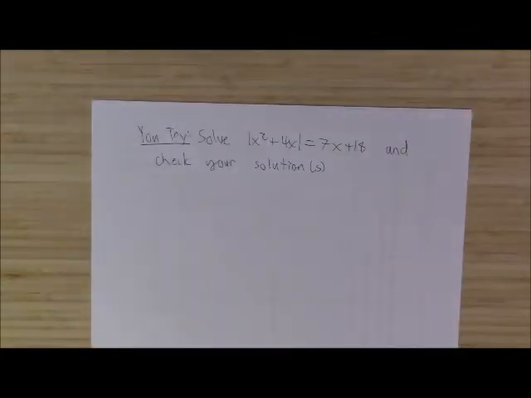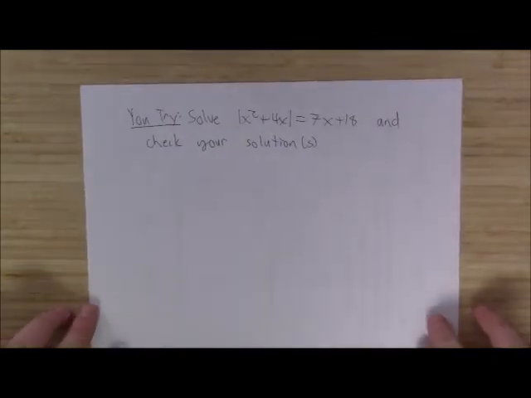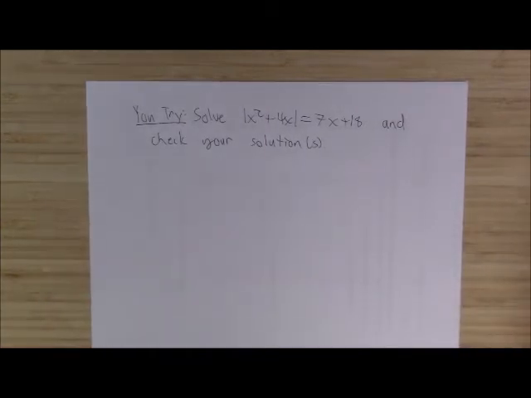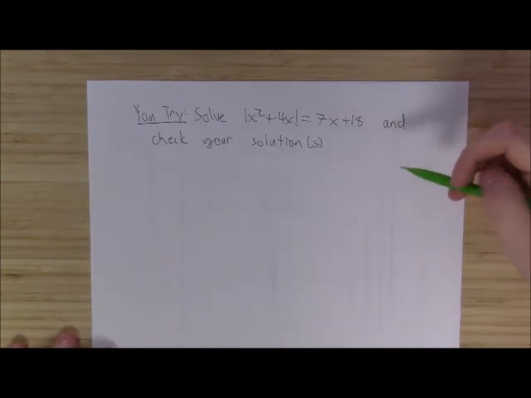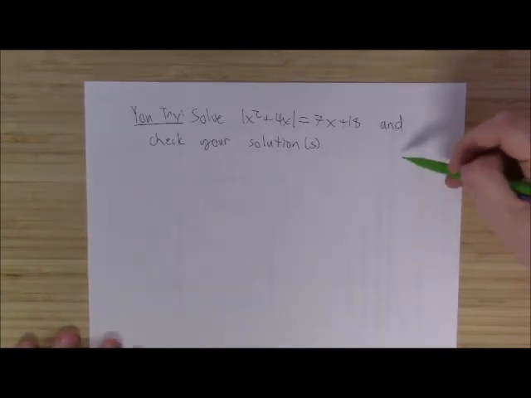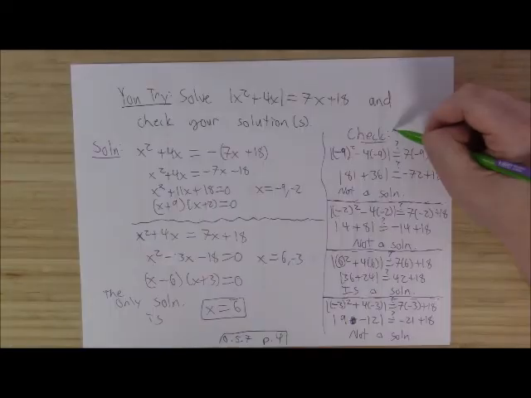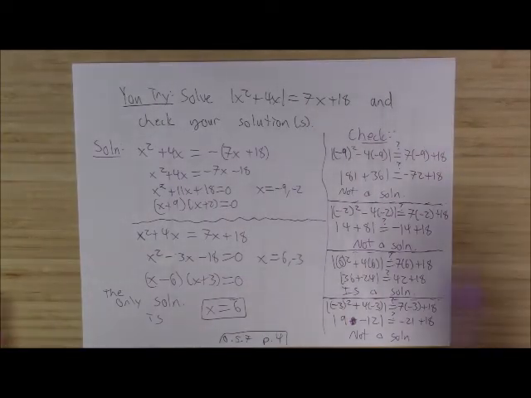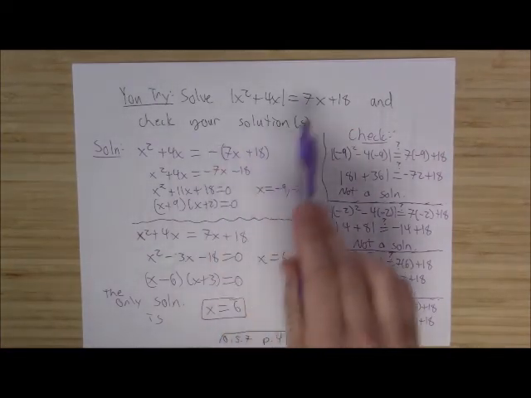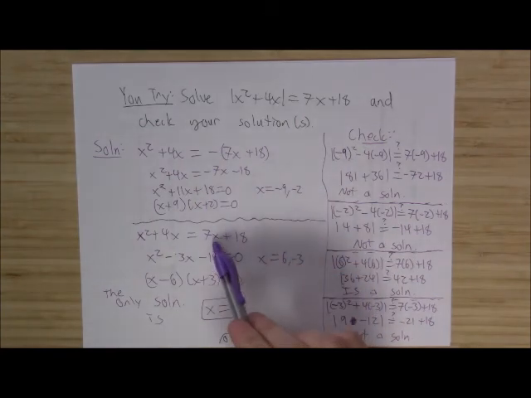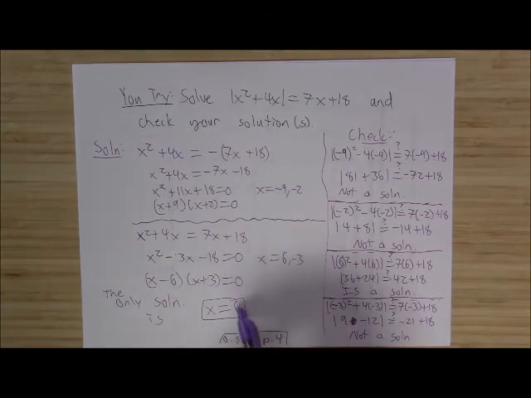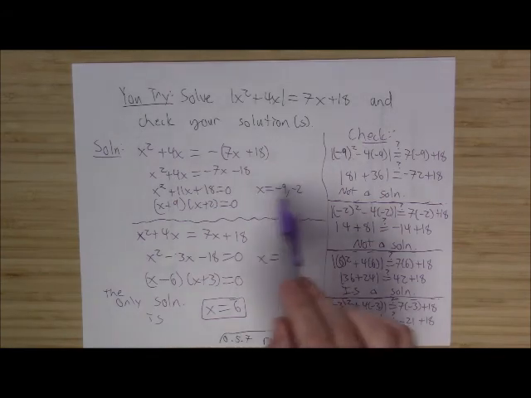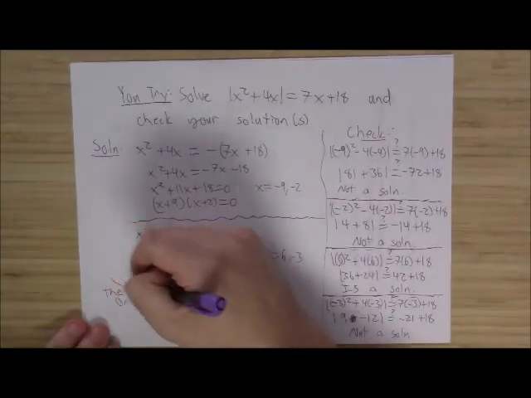And now it's time to have you try an example. So go ahead and try to solve this, and be sure to check your solution. On the count of 3, I'll reveal the answer. 1, 2, 3. And so we have here, notice I broke it up. Here's the negative, here's the positive. Breaking it up and factoring, I get 2 possible answers for each of these.